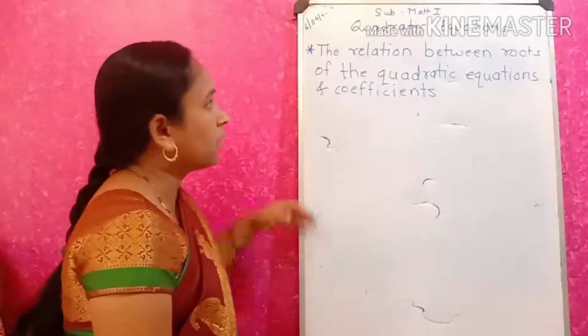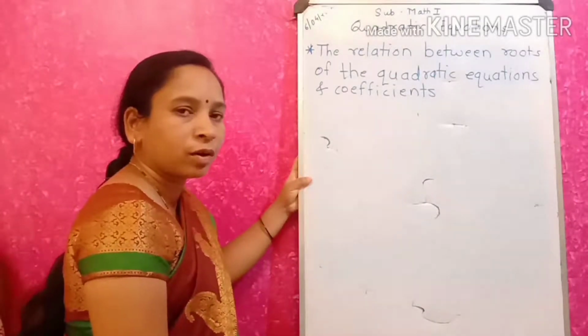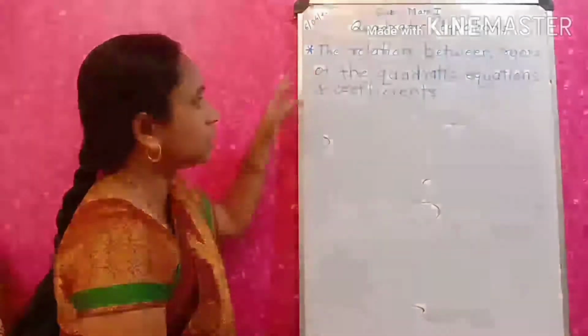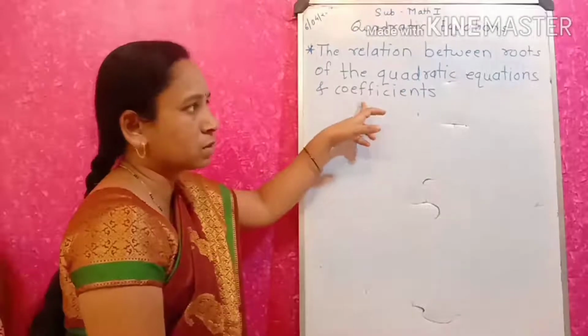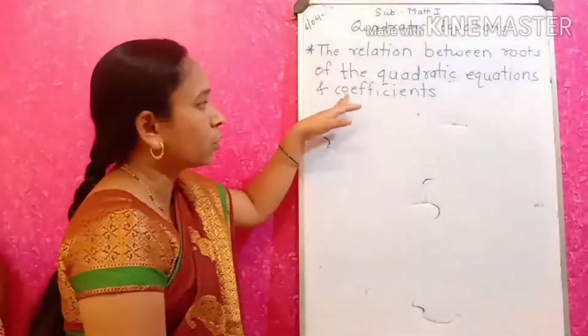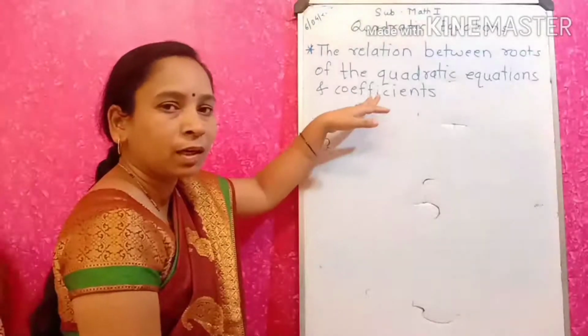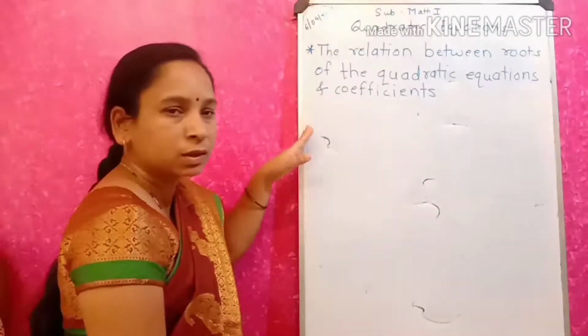Hello students, after studying the nature of the roots of quadratic equations, we will study the relation between the roots of quadratic equations and the coefficients. Roots you have studied; roots means solution. Coefficients means the values of a, b and c. What is their relation that we are going to see?